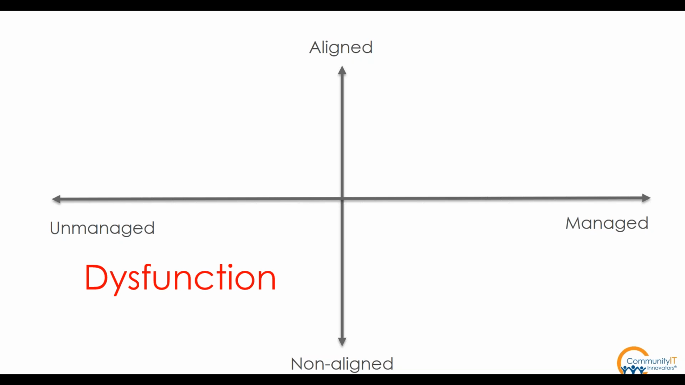If your IT is unaligned, you don't have business alignment between the IT systems and the business needs of the organization, and your IT is not well managed, you're going to have dysfunction. I think many of us have experienced this or seen this either firsthand or in other organizations. Lack of management and lack of business alignment leads to IT dysfunction. And there's a lot of pain there. That's the survival mode, that level 0 in the maturity model.